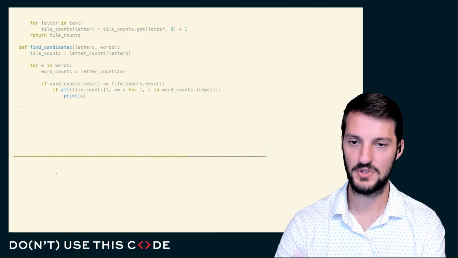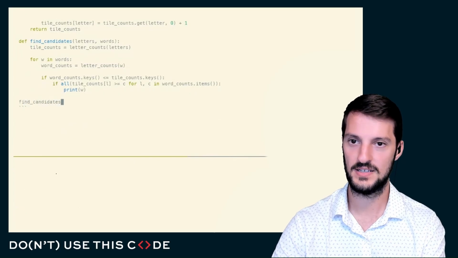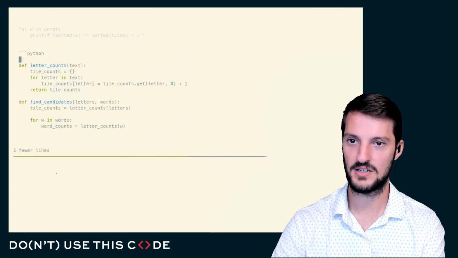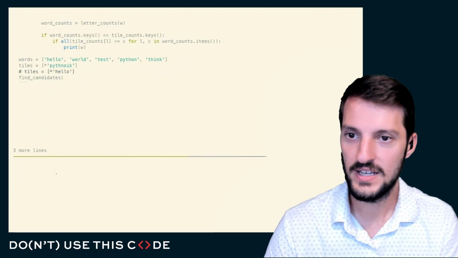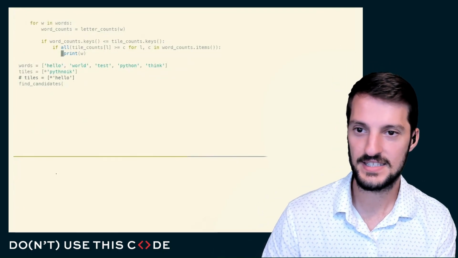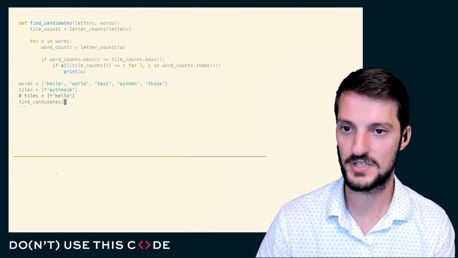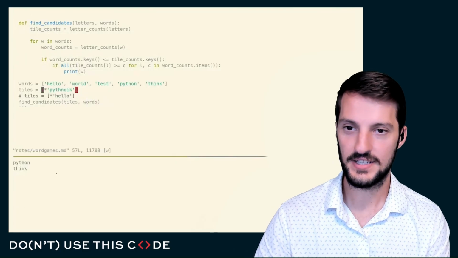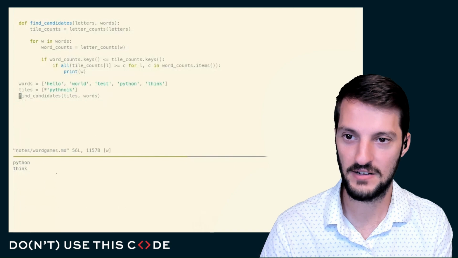And then let's go ahead. We'll need to, of course, call this function. So find candidates. And of course, we'll move these pieces down here, just so we can work with them a little bit easier. And our find candidates, I said that it takes some letters, and then it takes a list of words here. So we have our tiles, and we have words. And it does, in fact, print out each of our candidates that we have found.